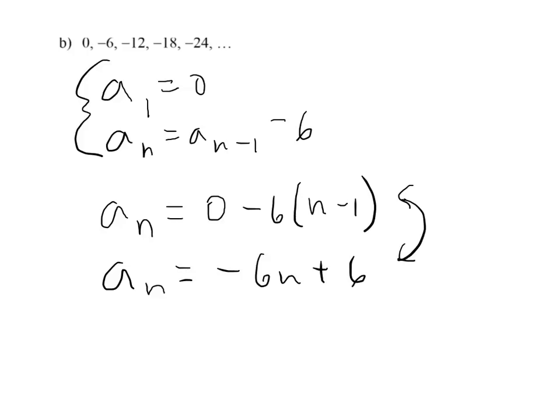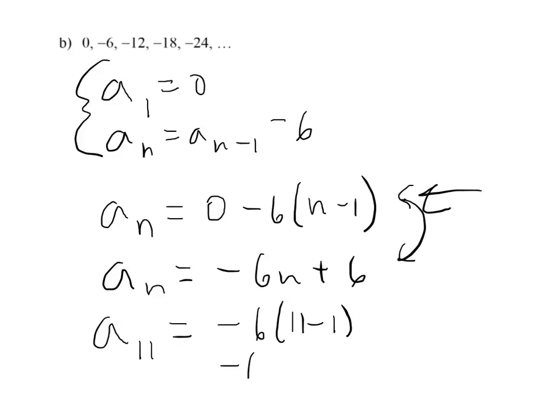If I wanted to use this to predict, say, how about the 11th term? I could do negative 6 times 11 minus 1 using this format here, or I could do negative 6 times 11 plus 6. Either way, I'm going to end up with negative 60. Okay.